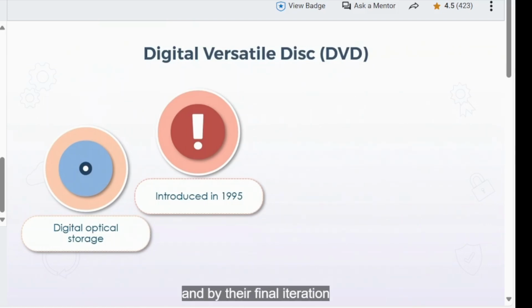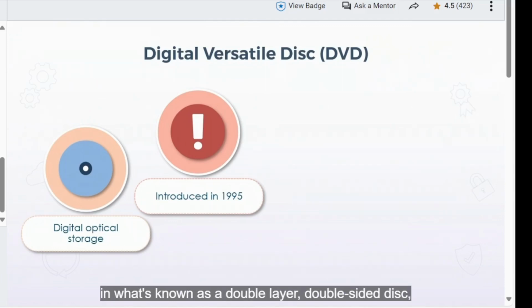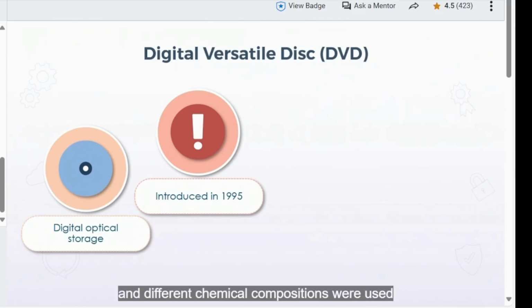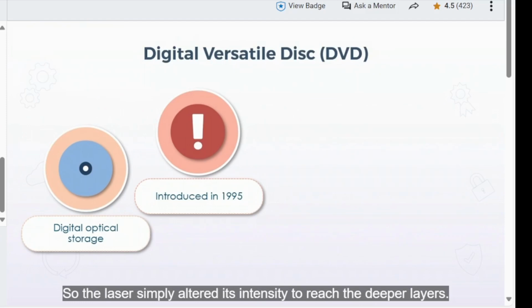their final iteration, a single DVD supported over 17 gigabytes in what's known as a double-layer, double-sided disc, whereby the lasers could read from both the top and bottom surfaces, and different chemical compositions were used to define distinct layers on each surface, so the laser simply altered its intensity to reach the deeper layers.